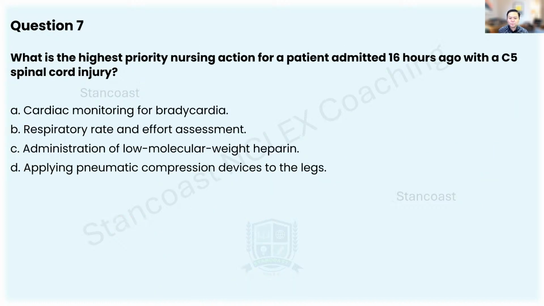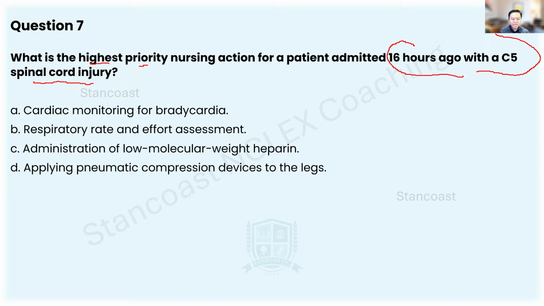What is the highest priority nursing action for a patient admitted 16 hours ago with a C5 spinal cord injury? Is it cardiac monitoring for bradycardia? Is it B, respiratory rate and effort assessment? Or C, administration of low molecular weight heparin? Or D, applying pneumatic compression device to the legs? 16 hours ago with a C5 spinal cord injury.